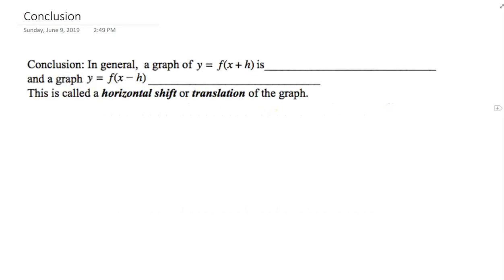So we could continue doing that with some other graphs, and then make a general conclusion that in general, the graph of y equals f of x plus h is shifted left by h units, and then the graph of f of x minus h is shifted right.